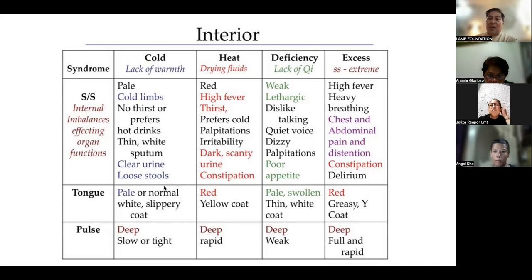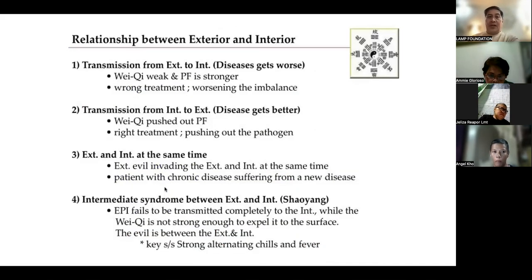But again, you have to be aware. You need to know. So when you look at the tongue, it's very red. Sometimes, crimson red. Greasy, yellow coat. Greasy. And of course, the pulse is deep, full, kasi excess and rapid. Okay? So, relationship between exterior and interior.